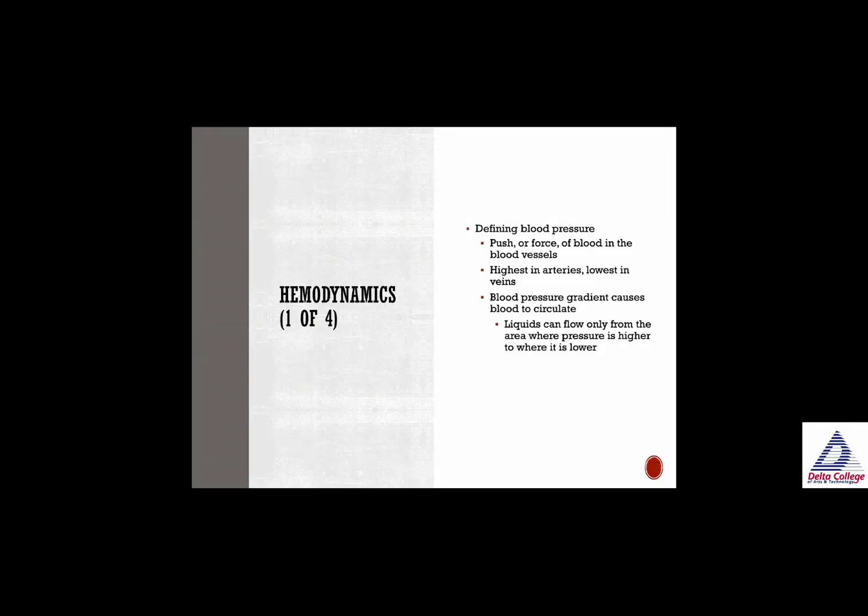Now let's talk about the hemodynamics of the cardiovascular system. So first of all, let's define blood pressure. This is the push or force of blood into the blood vessels. It is highest in arteries and lowest in veins. Blood pressure gradient causes blood to circulate. Liquids can flow only from the area where pressure is higher to where the pressure is lower.